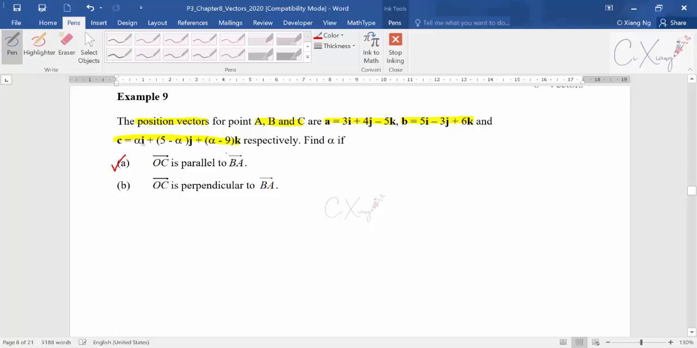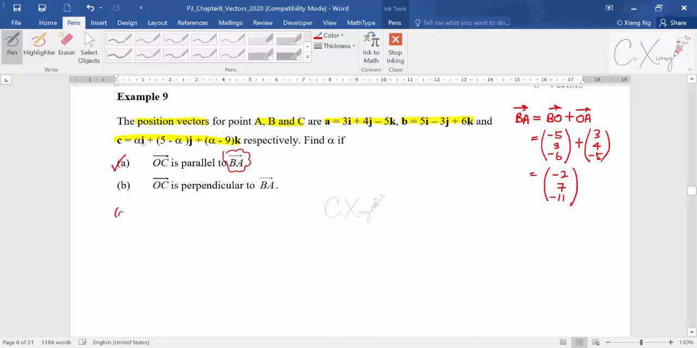Okay, so first of all, I think I need to find out what BA is first. So BA, according to our basic knowledge on vectors, should be BO plus OA. So how to get BO? BO should be negative 5, 3, negative 6, plus OA. So what is OA? 3, 4, and negative 5. If you didn't make any careless mistake, you should get negative 2, 7, and negative 11. So this is BA.